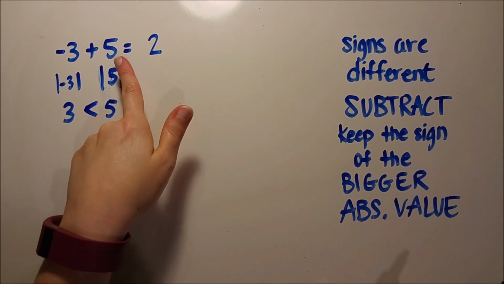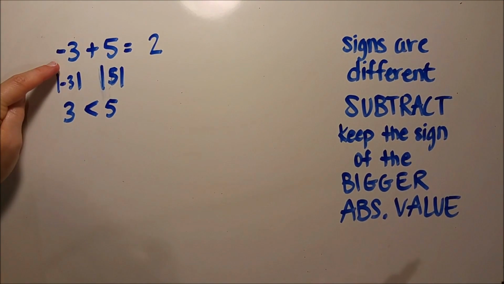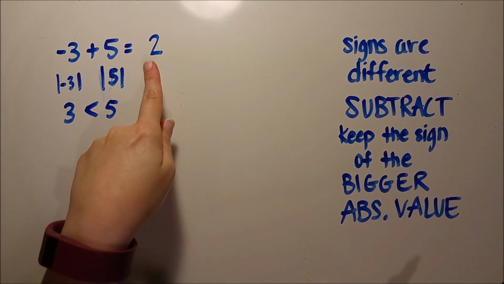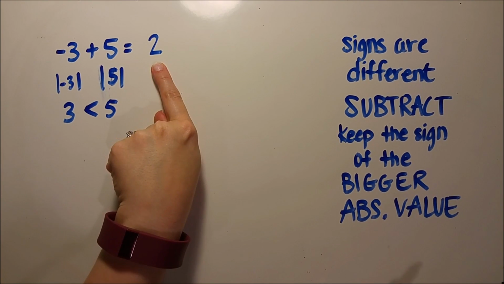5 is further away from 0 than -3 was. So we're going to keep the sign of the bigger absolute value. So this will be a positive 2.